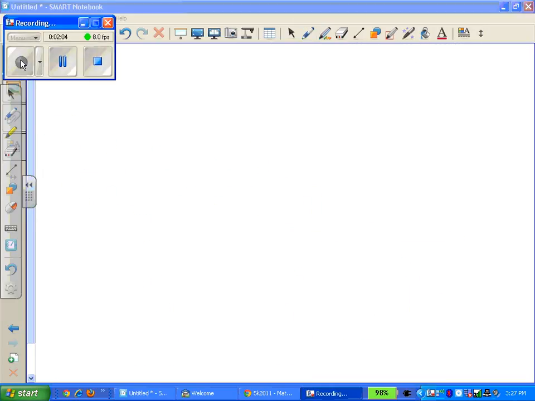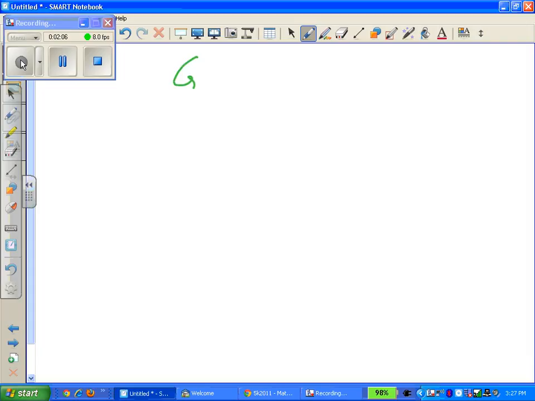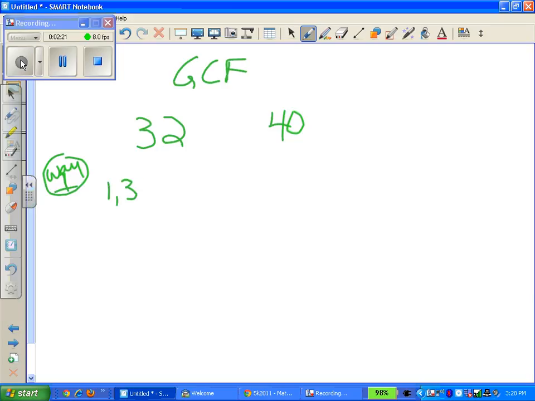Let's try these two numbers. I'm going to find the greatest common factor. So the two numbers will be 32 and 40. The first way we can find the greatest common factor is by actually finding out the factors. So 1 times 32 equals 32. 2 times 16 equals 32. And 4 times 8 equals 32.